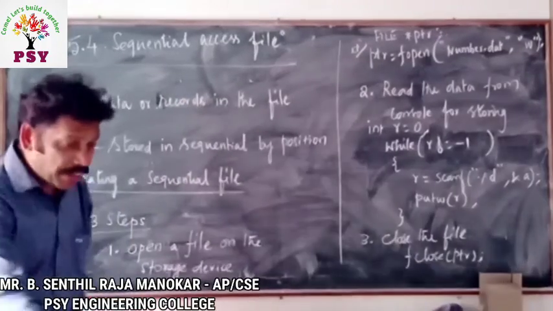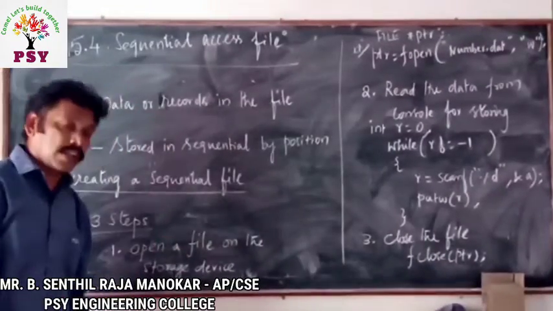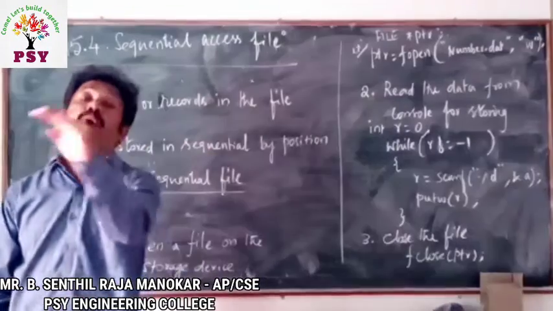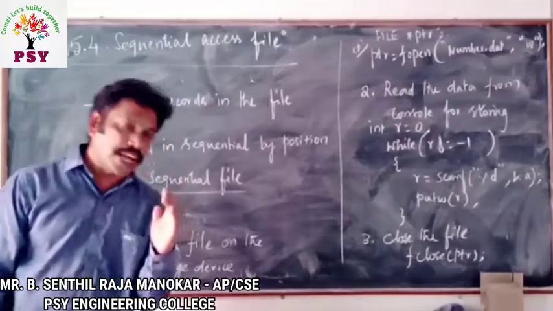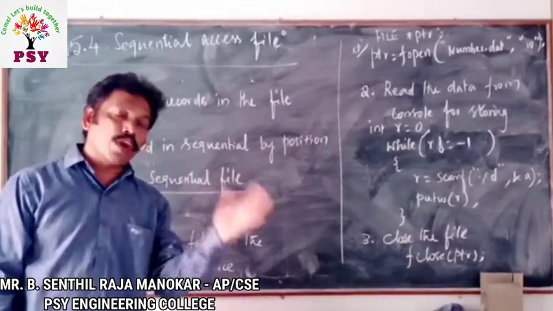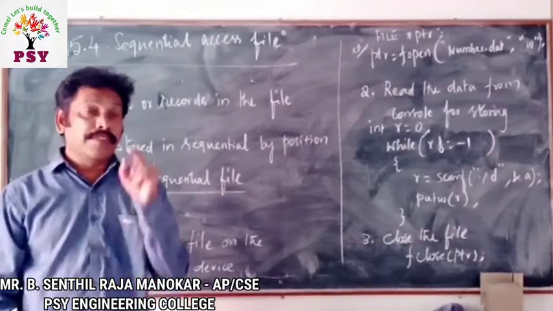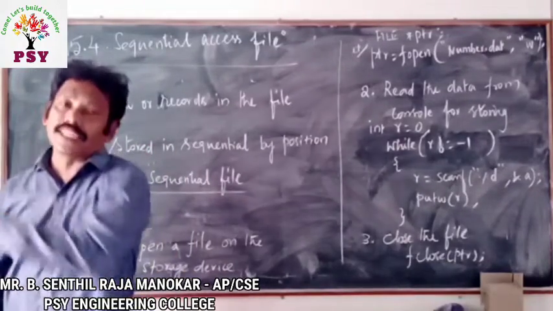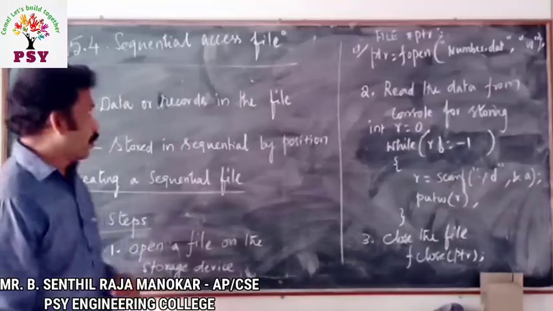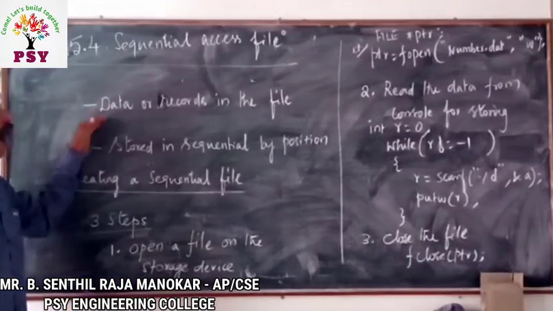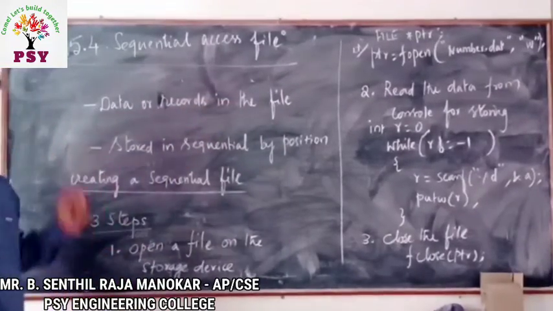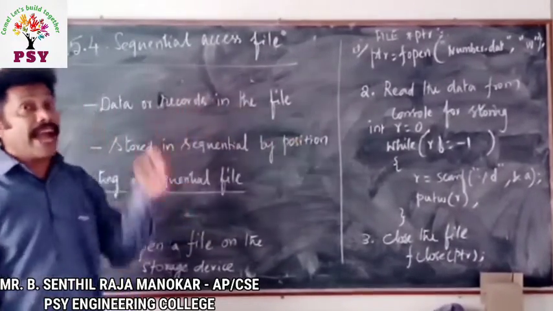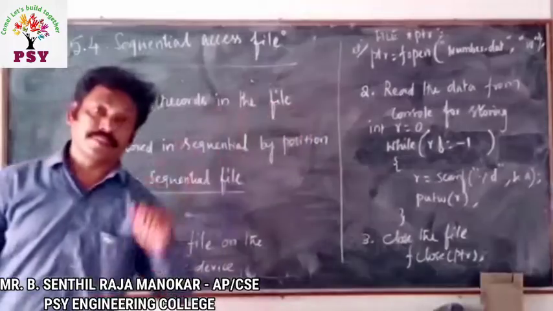You know very well what we mean by sequential. Sequential means the data is stored into the file one by one. The pointer is at the starting position while opening the file, and we can store one by one. The pointer automatically moves one position after another for storing. So the data or records in the file are stored in a sequential manner by position, and we can access the data sequentially.